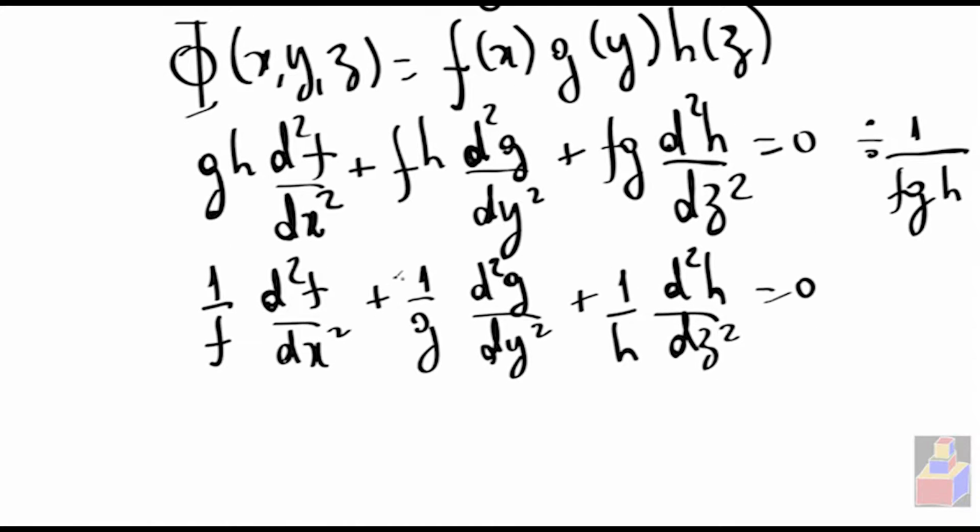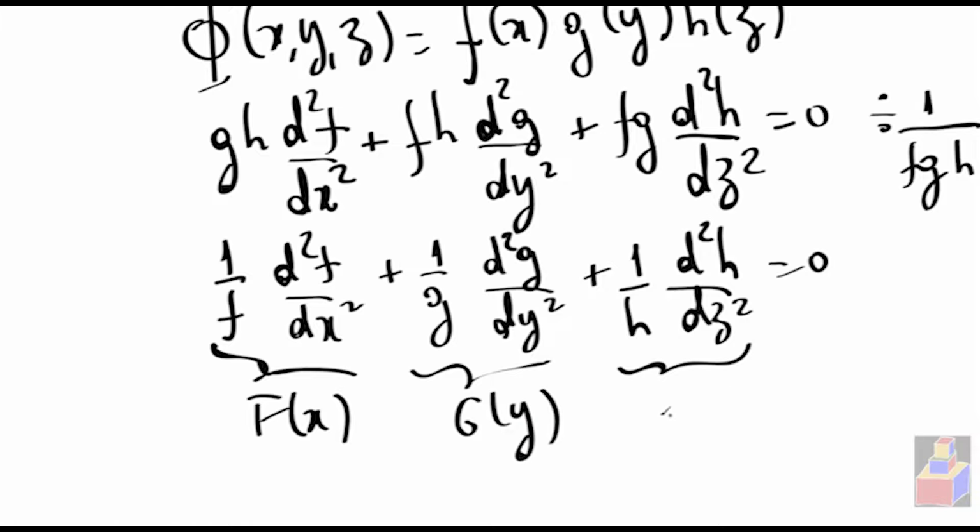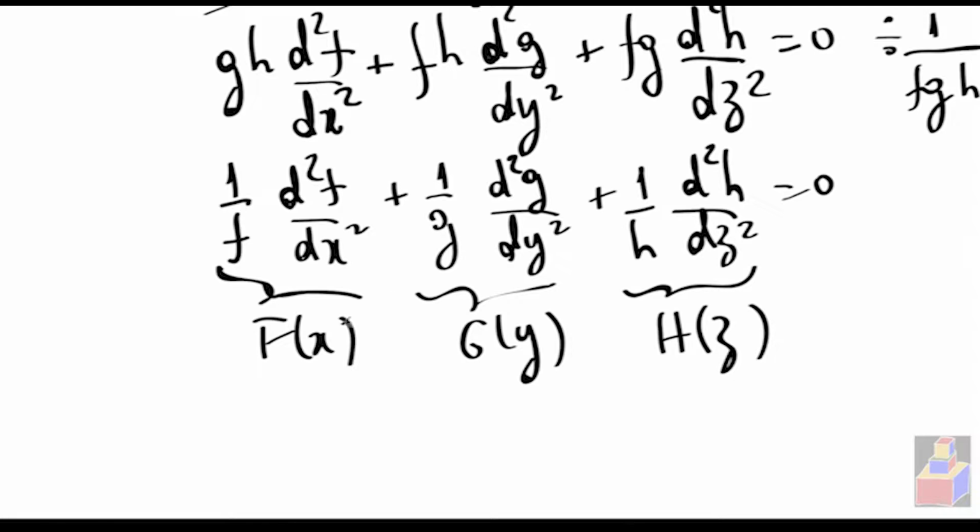And notice that a function that depends only on a single variable cannot add up like this to give a zero value, whichever values of x, y, and z. Call them capital F, G, and H. So we cannot have a sum of things that depend on specific variables like this to give a constant, specifically to give zero. So the only possibility is that each term is independent of any variable. So this has to be a constant, this also, and this one also.